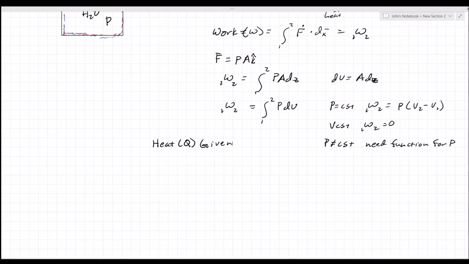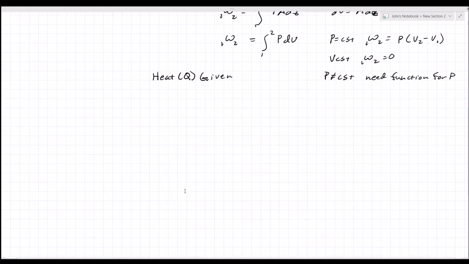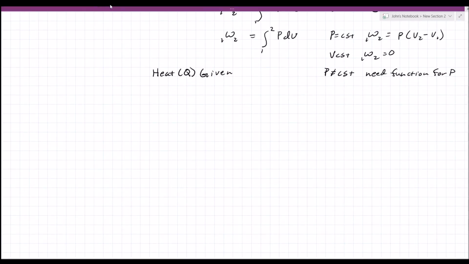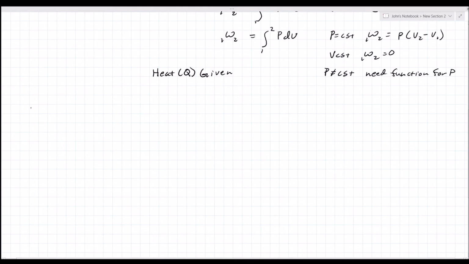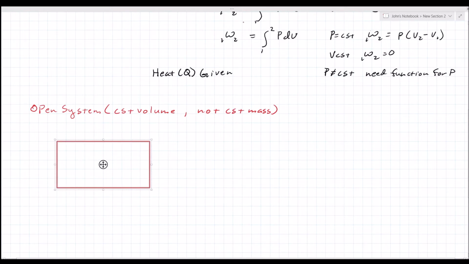Remember I said there were two types of system, closed system and open system. Well, what is an open system? In an open system, you have a constant volume, but not a constant mass. That means my mass can flow through the entire system, it can change, that type of stuff. Well, the simplest one is, let's say, some box. Something is happening inside this box.